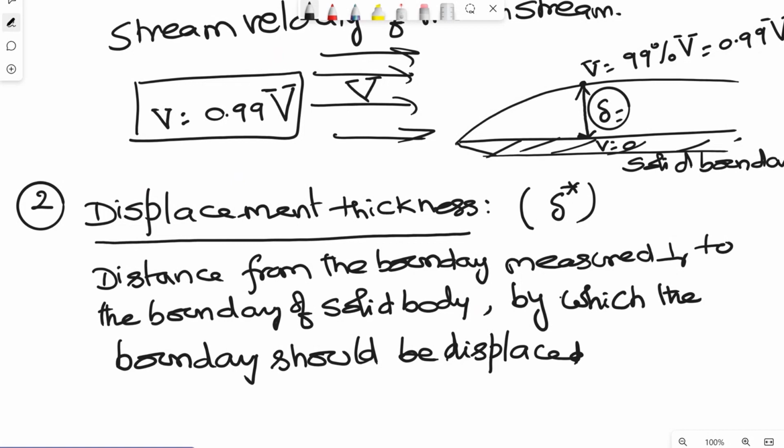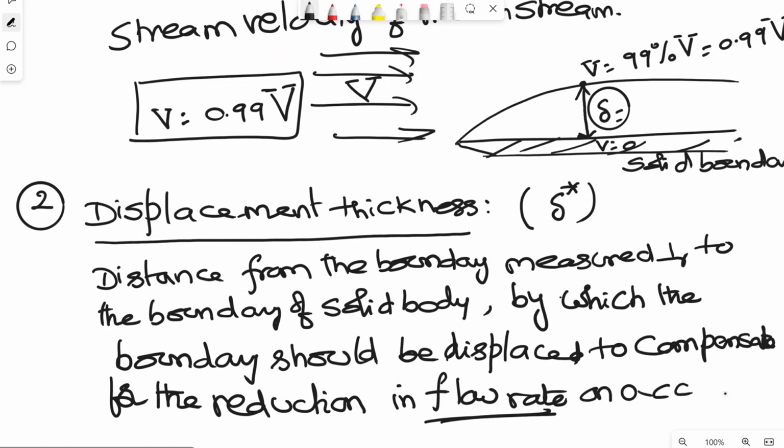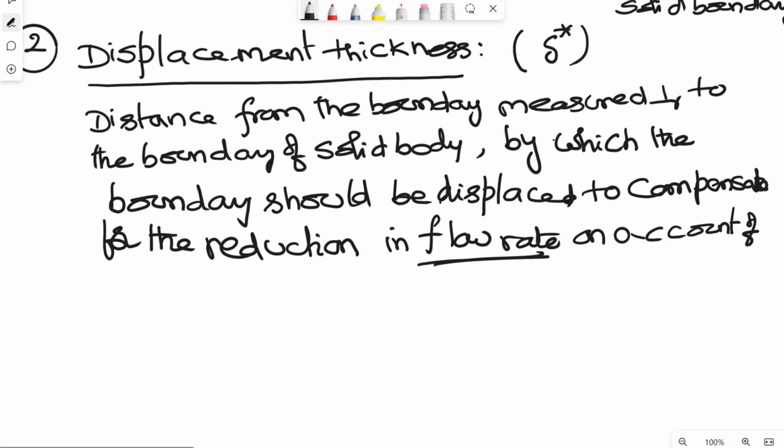to compensate for the reduction in flow rate on account of boundary layer formation.